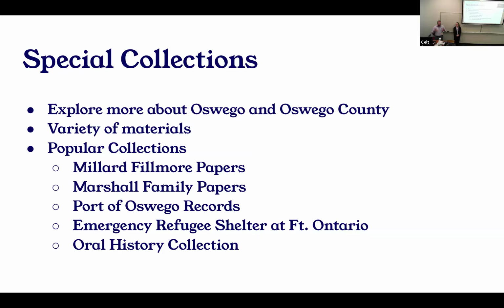The Marshall family papers are another significant family in the Buffalo area that was connected very closely with the Fillmore family. The Port of Oswego records, which I always like to bring up as a way for students to use collections in a different way. They might look at things through the lens of what's coming in and out of the port, what commodities are coming in, what things are being exported. And the emergency refugee shelter at Fort Ontario. Some of you may know that Fort Ontario served as an emergency refugee shelter during World War II for Holocaust survivors.